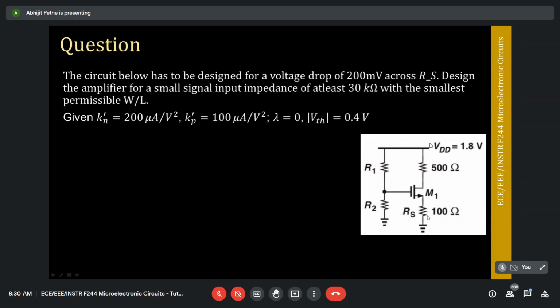Just to clarify, you want us to do this for both an NMOS and a PMOS, right? Why? Where is the PMOS in the circuit? So then what is K-P over here? That's okay. That's just given for a generic case. In this case, it's a PMOS, na?